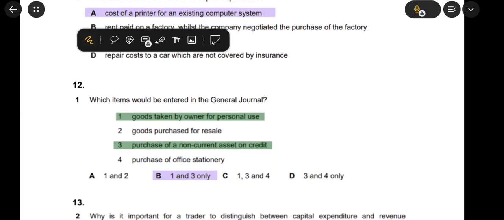Question 12. Which items go in the general journal? Correct answer, B. 1 and 3 only, goods taken by owner and non-current asset purchased on credit. Explanation. The general journal records non-routine transactions. Owner's drawings, 1, and credit purchases of assets, 3, don't happen daily. Routine purchases like stationery, 4, go in the purchases journal, not the general journal.